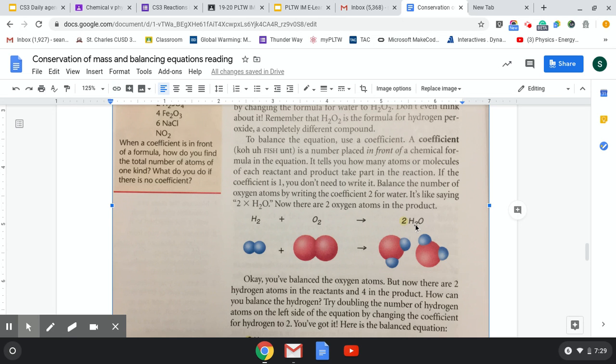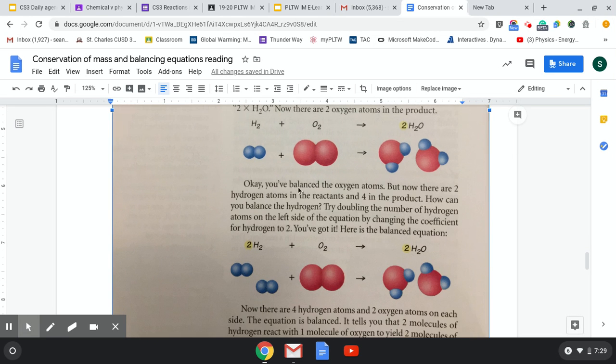It also changed the hydrogens. So now there's 2 times 2, which gives us 4 total hydrogens. So now there's something else unbalanced. Now the hydrogen's unbalanced. 4 on this side and 2 on this side. So okay, you've balanced the oxygen atoms, but now there are 2 hydrogen atoms in the reactants and 4 in the product. How can you balance the hydrogen?